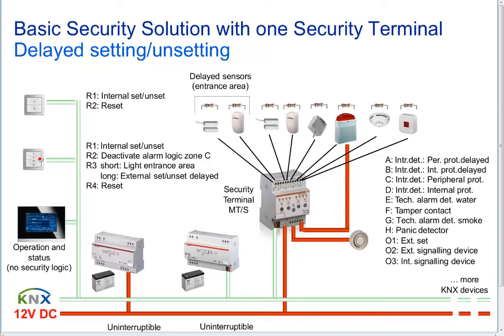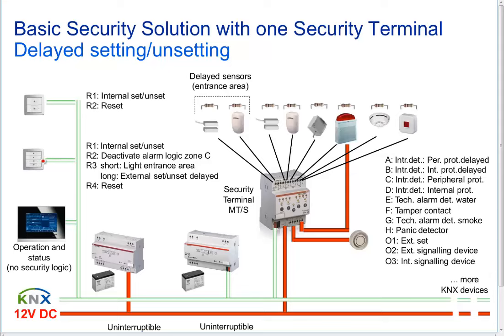Rocker number 2, for example, we can deactivate the alarm logic. It is possible to send a telegram to the security terminal, zone number 3 or zone number C, to switch off the alarm logic. So maybe you can open the window in the zone number C, like in your master bedroom, and you can set the system. So the channel C is absolutely deactivated.